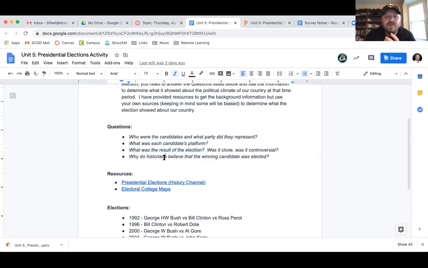And then why do historians believe that the winning candidate was elected? Maybe not just historians, but what was conventional wisdom saying? Like, why did Bill Clinton win in 1992? Okay, what about his campaign? Was it he was young? Was it the spoiler effect with Ross Perot? Was it how he was appealing to the youth vote?